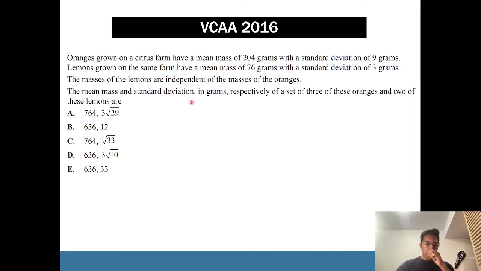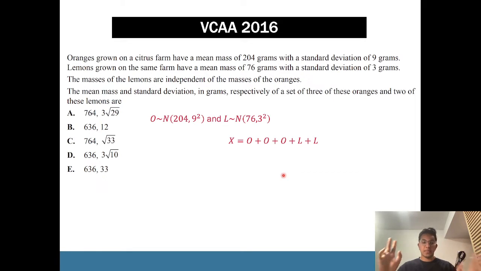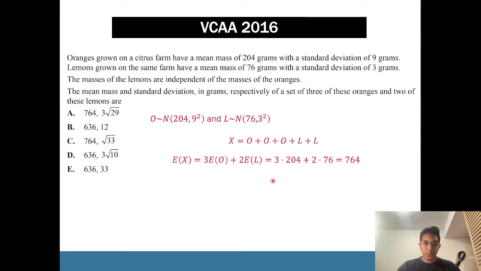Alrighty, let's have a look at the working out. The first thing I like to do when I start these questions is always define my two variables, right? The first variable that I'm defining is orange, and they both follow a normal distribution. So I can define my variables first. Then I set up my combined linear variable. So that's what this is. I find my expected outcome. Remember, mean is the same as your expected outcome. So you can quickly find your expected outcome and you get 764. From here, I can eliminate B, D and E. So I know it's between C and A.